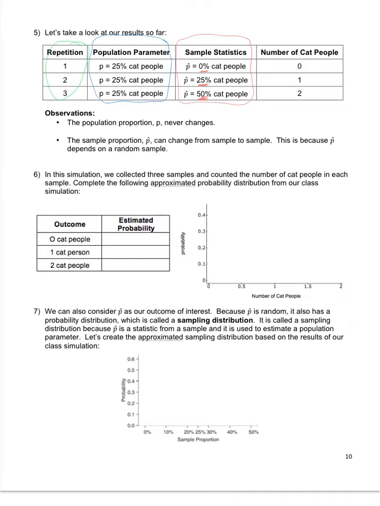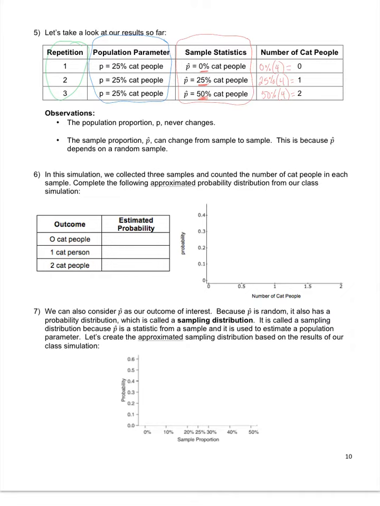So 0% of 4 is where the number of cat people comes from. If we did 25% of 4, we'd get 1 person, and 50% of 4 gives us the 2 people in the last column. All right, so some observations.